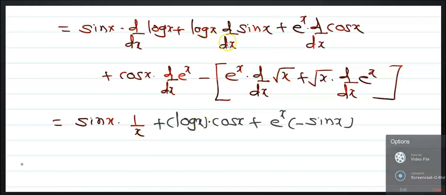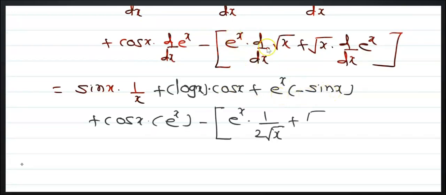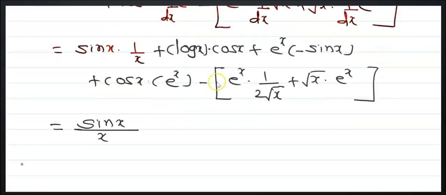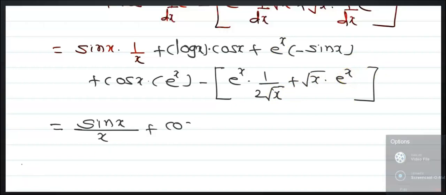the log x derivative of sin x. e raised to x, derivative of cos x is minus sin x, and for this also we will apply the product rule. That is e raised to x, derivative of root x is 1 upon 2 root x, plus root x into derivative of e raised to x is e raised to x. Now normal simplification is here.